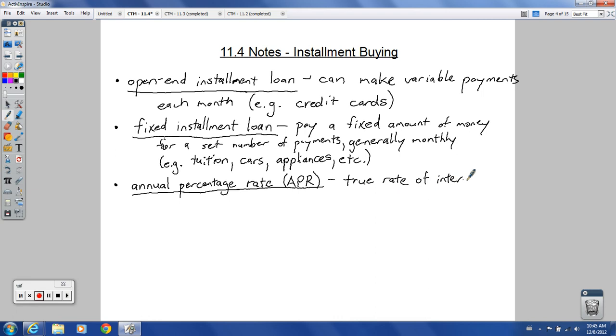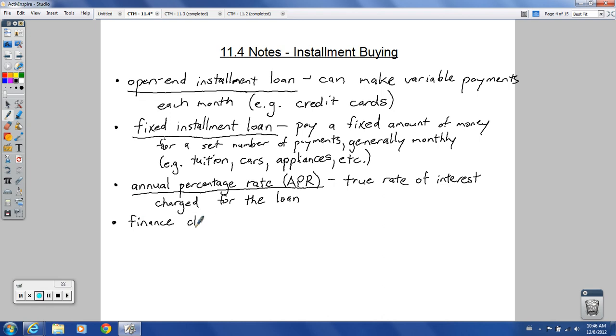So there's this Truth in Lending Act. The government passed this act making lenders, the people that give loans, say what the true rate of interest charged for a loan is. So APR is that true rate of interest charged. So that's the number you're really concerned with when you're looking at a loan. You're most concerned with the APR.